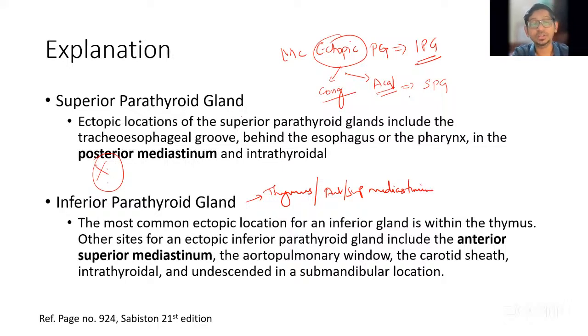Most common location for the superior parathyroid gland is usually where the inferior thyroid artery crosses the recurrent laryngeal nerve. Usually 1 centimeter cephalad to it, 1 centimeter superior to the crossing of the inferior thyroid artery and recurrent nerve. 80% of the times you will find a superior parathyroid gland there. So this is just a bit of applied embryology of the parathyroid gland.